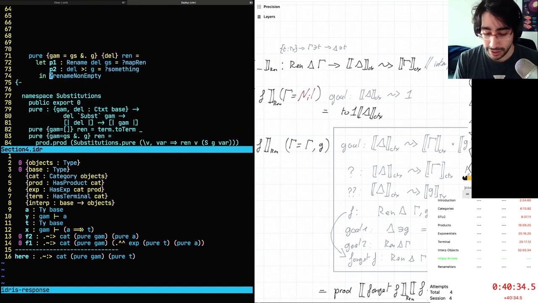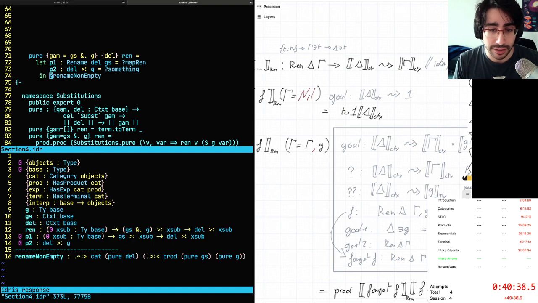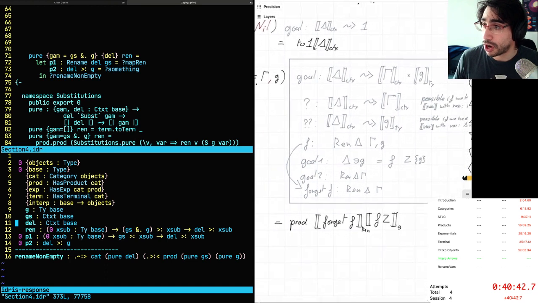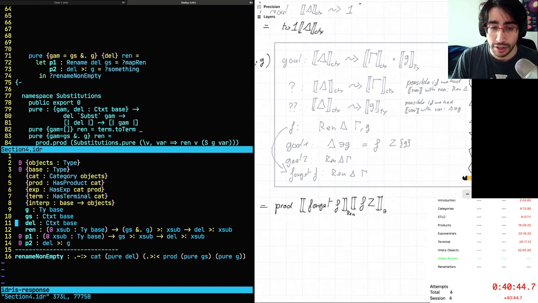Now we have another problem for the non-empty context, and that is we need to figure out a way to construct an arrow from delta to this product, right? Typically the way we construct arrows to a product is we find an arrow from delta to this thing, and then an arrow from delta to G, and then we simply use the product operator.